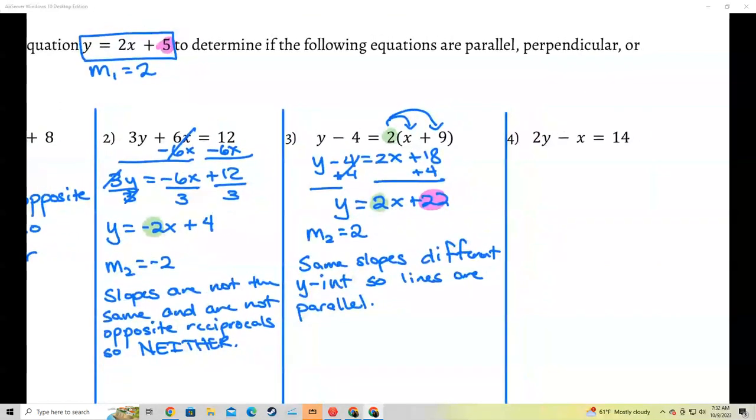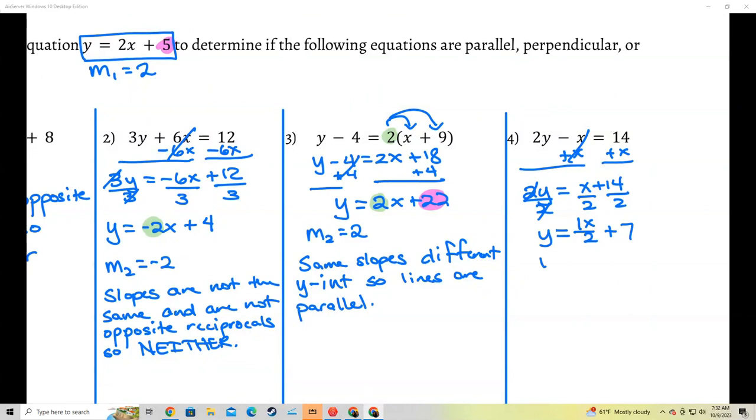Okay, and we're going to go down to our last one. Let's see what we have here. I have 2y minus x equals 14. Let's go ahead and get rid of that x by moving it to the other side. Remember, I want it in y equals mx plus b. 2y is equal to x plus 14. Divide everything by 2. I got y equals, now in front of that x, remember there's an imaginary 1. So instead of saying 1x, I'll write it out the long way. 1x over 2 plus 7, which really becomes y equals 1/2 x plus 7.